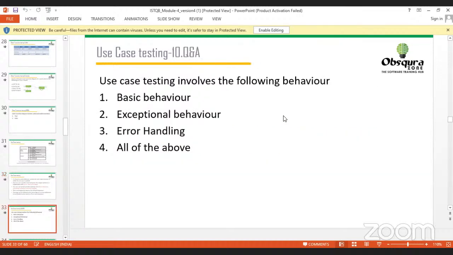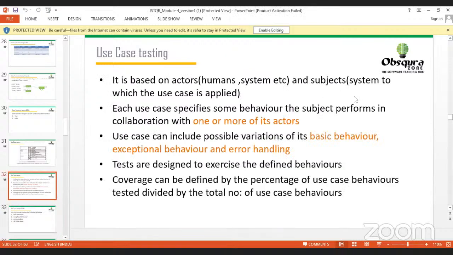Okay. Now, use case testing involves the following behavior: basic behavior, exceptional behavior, error handling, or all of the above. So what is the option? Yes, 4 is the correct answer. So that is mentioned in this sentence itself: a use case can include possible variations of its basic behavior, exception behavior, and error handling.